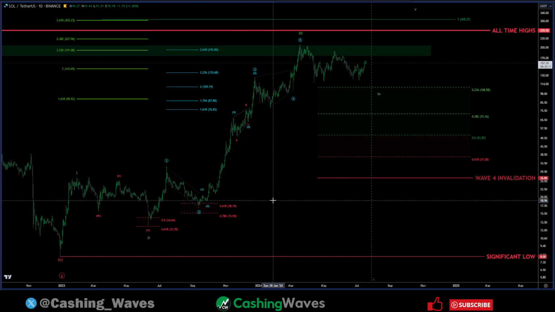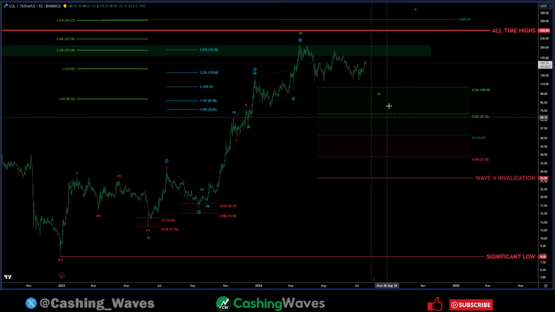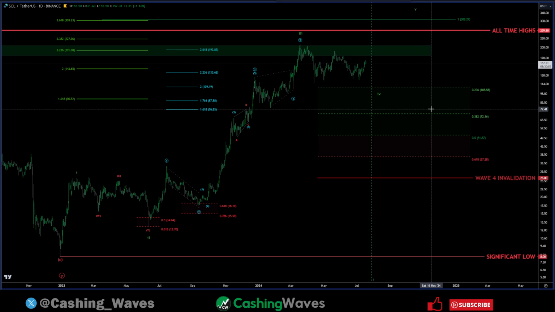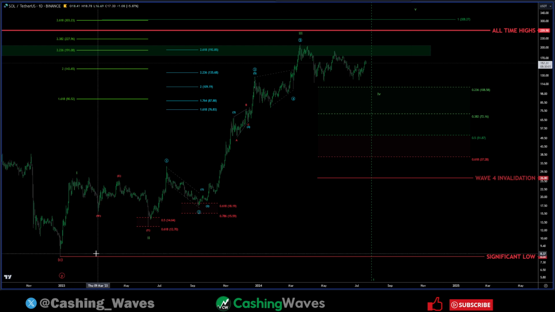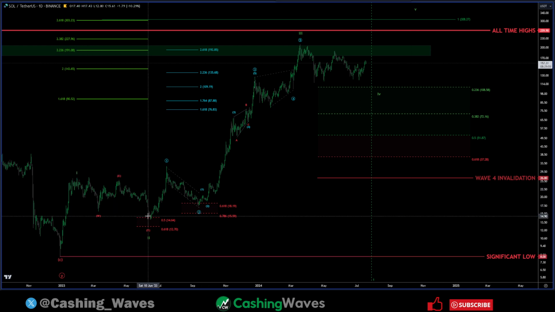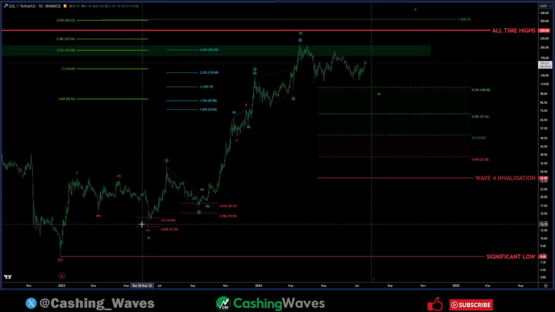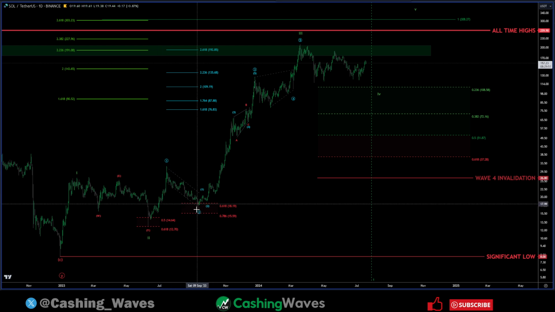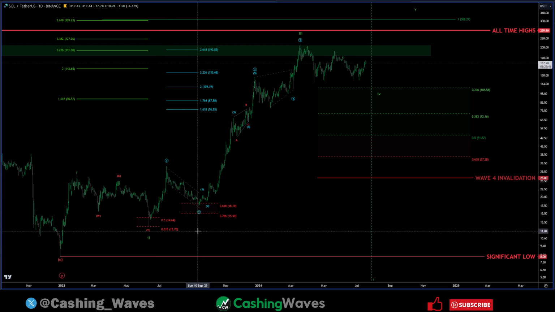Now, a recap of where I have us on the daily in my bullish scenario: currently working on a wave 4 in our 5-wave impulse. Since the significant low, we had a wave 1 and 2 as a WXY that came between the 50 and the 618 retracement. As expected, we then had another 1-2, which came just past the 618 retracement.